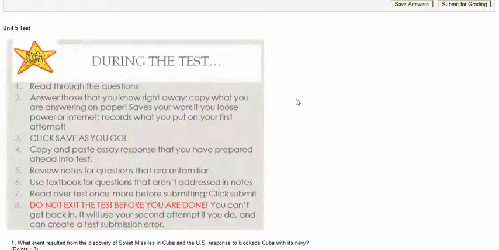We do have a test with 31 questions. There will be 29 multiple choice and then 2 short answer. You want to make sure that you're clicking Save Answers as you go, and then at the end click Submit for grading.